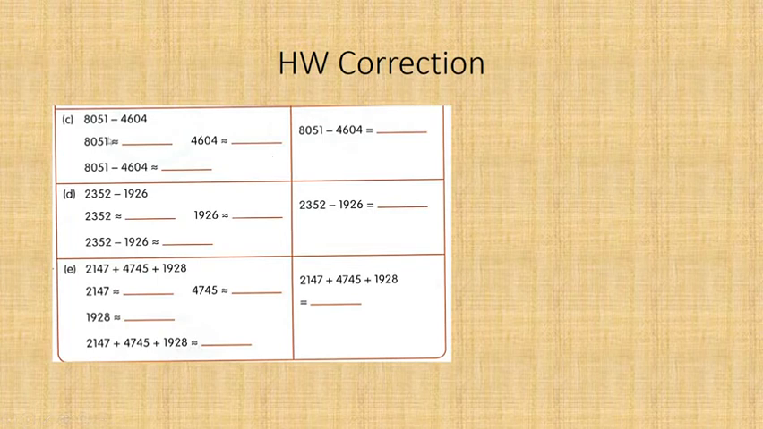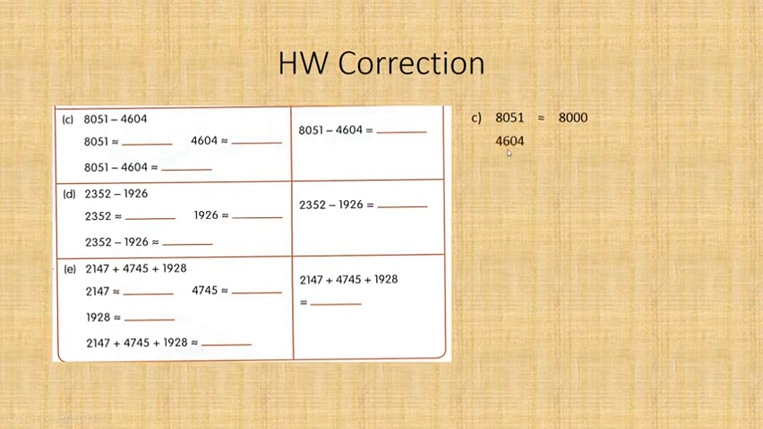I have 8,051 minus 4,604. So first, I will just round this number to the nearest thousand. So here I have 8,000, and this is the thousands, and I have to go to the next door. It's zero, so it's a weak number. So I just ignore it, you have to ignore this number because it's zero. It's a weak number. So the rounded number is going to be 8,000.